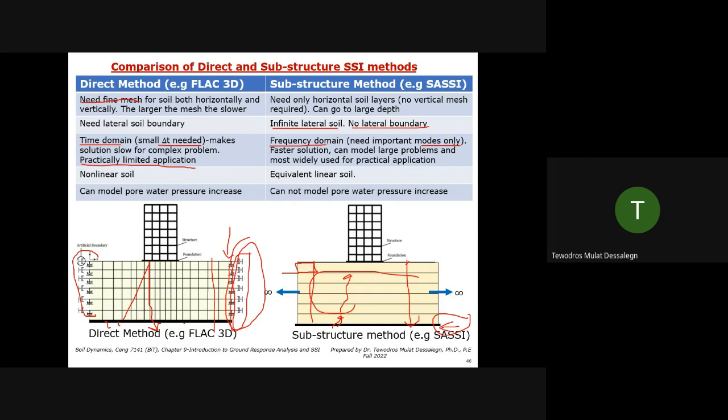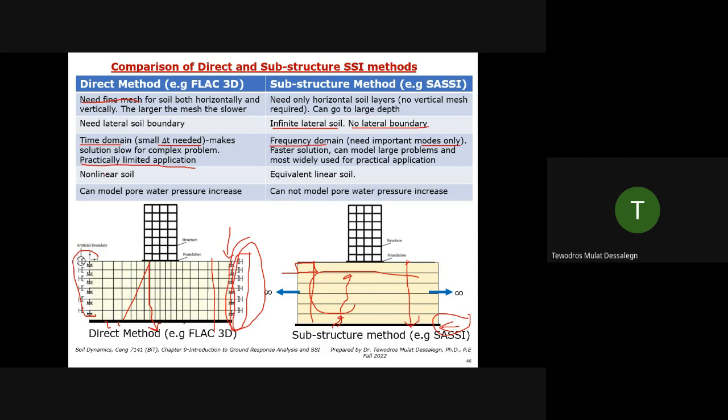But in the time domain, you're not allowed to do that. You should go from 0 to 20 or 30 seconds, depending on the duration of the seismic motion, at every small time step, like 10 raised to minus 6. So it's slow.